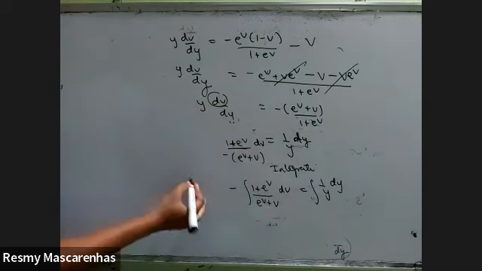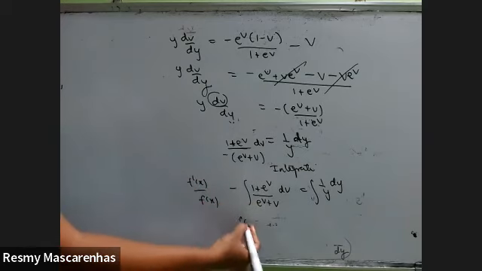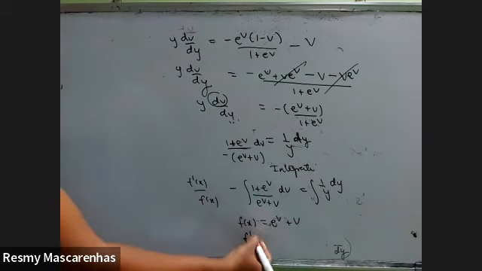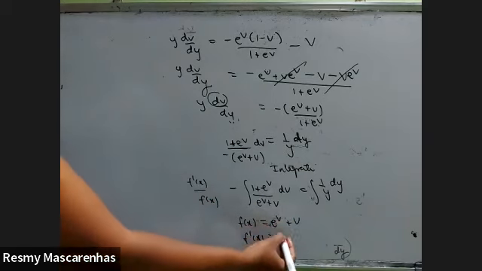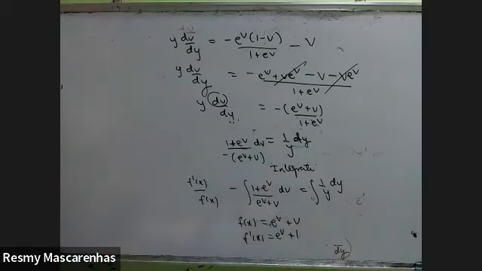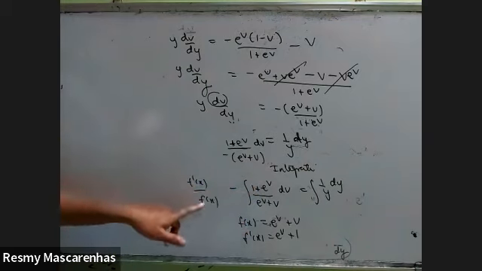If you see, this is in the form of f dash of x upon f of x. Just check here. What is f of x? E raised to v plus v. And what is this derivative? Derivative of e raised to v is e raised to v only. Derivative of v is 1. So what is there in the numerator? See, this one's derivative is there on top. It's in the form of f dash of x upon f of x.